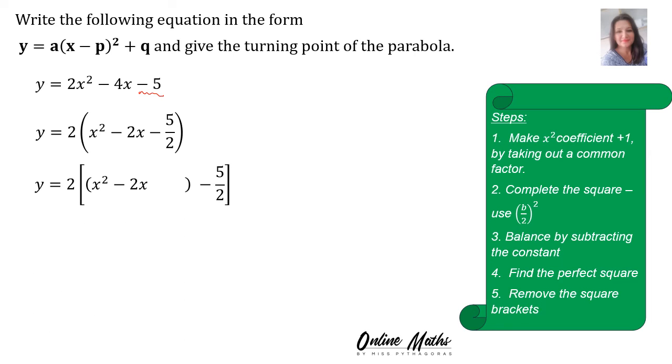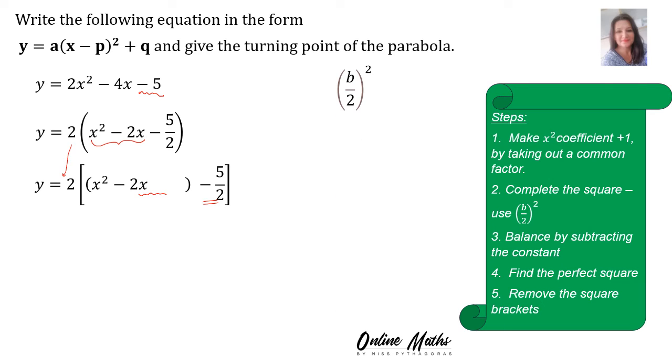In the next step, you wait with this 2, you put a square bracket, and then it's these two that you will group together, x squared minus 2x, and you leave your gap, and then you take the minus 5 over 2 and you write it there on its own. Then step 2, complete the square, use b over 2 squared.